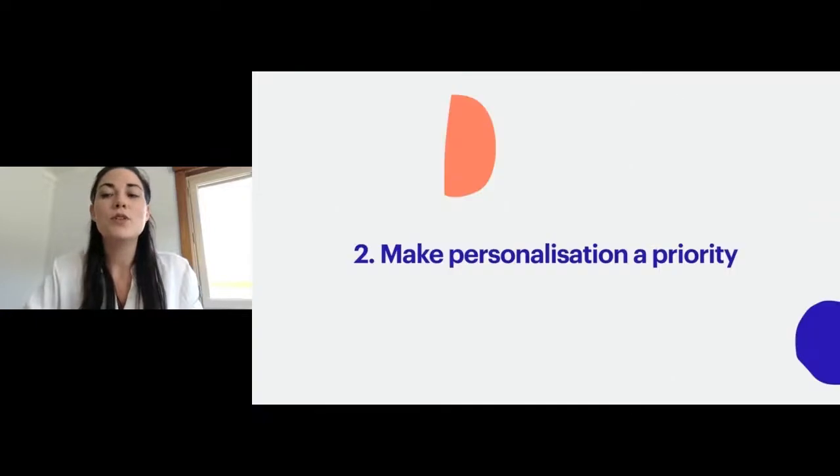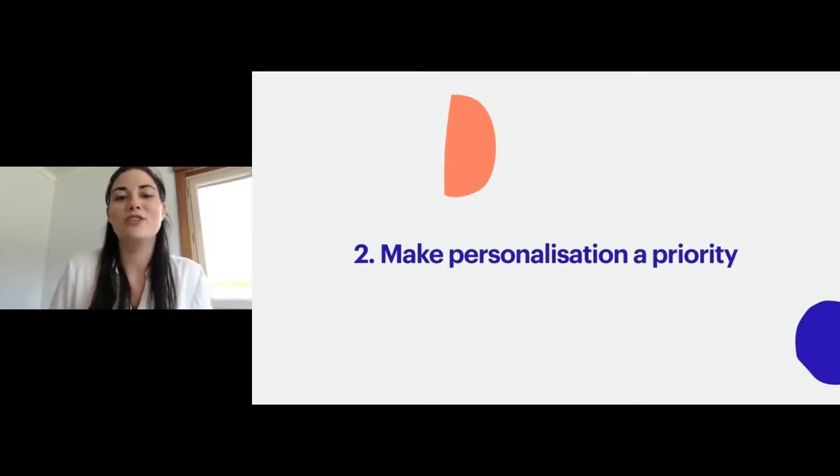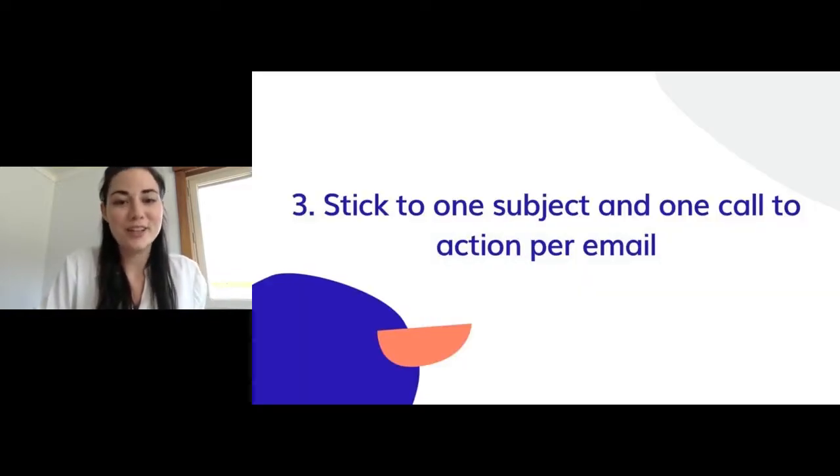The second tip would be make personalization a priority. You can personalize your onboarding even further as you collect more data about your contacts. And this doesn't mean just their first name, but it's especially about that relevance. If you make sure you segment your target group, the emails you send can be much more purposeful and much more relevant. So make sure that you also personalize on that.